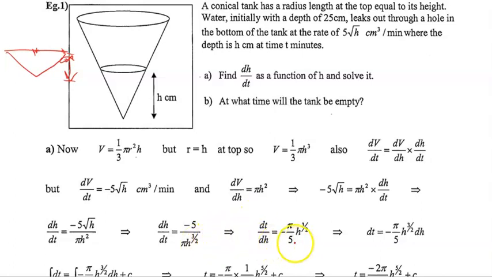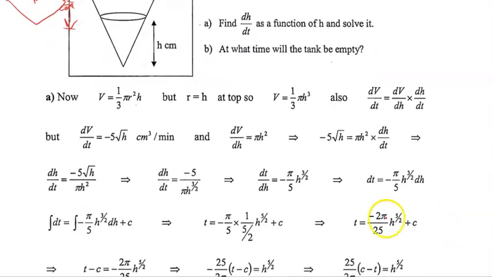We can take the reciprocal here. dt/dh is minus pi on 5 times h to the power of 3 on 2, and if we separate the differentials as we normally do with our technique here, putting dt on the left, and all h and dh's on the right, then we integrate both sides. What we have is the integral of minus pi on 5 times h to the power of 3 on 2 dh plus the constant of integration.